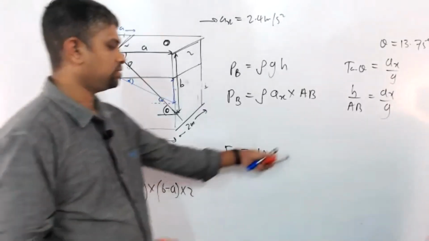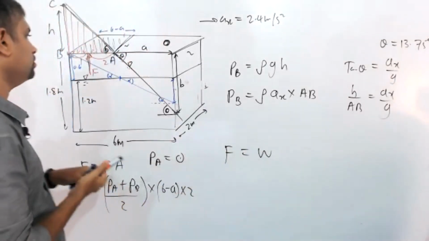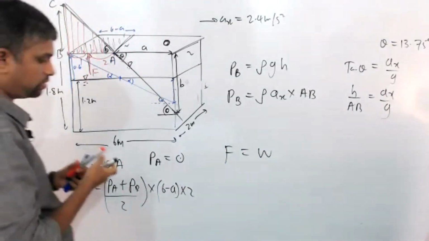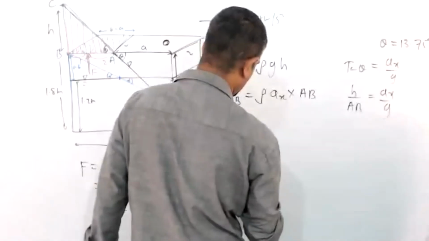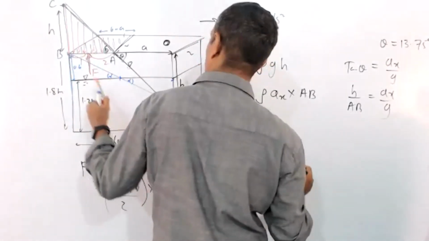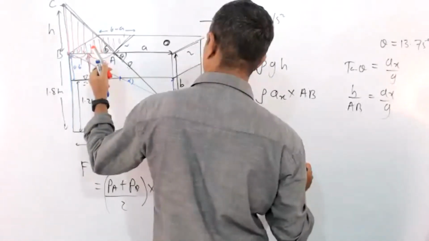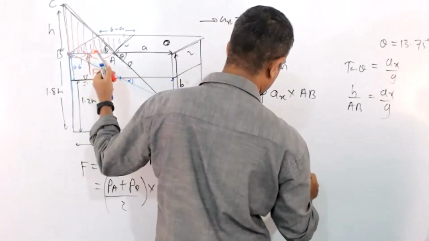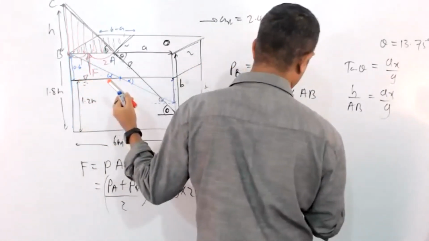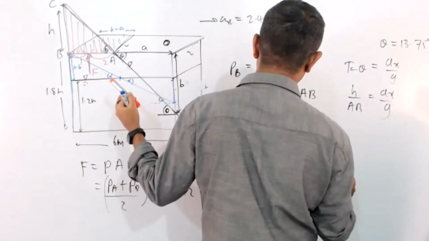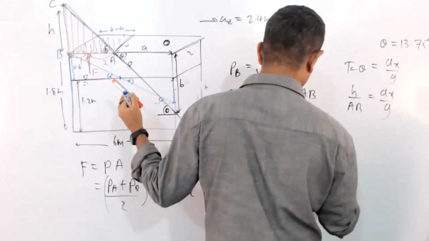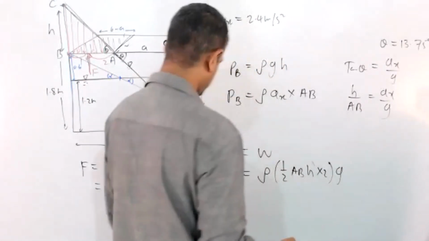So you can use the weight of the liquid volume above the free surface. In that method, rho V is half into the base AB into the height, and rho V g again.